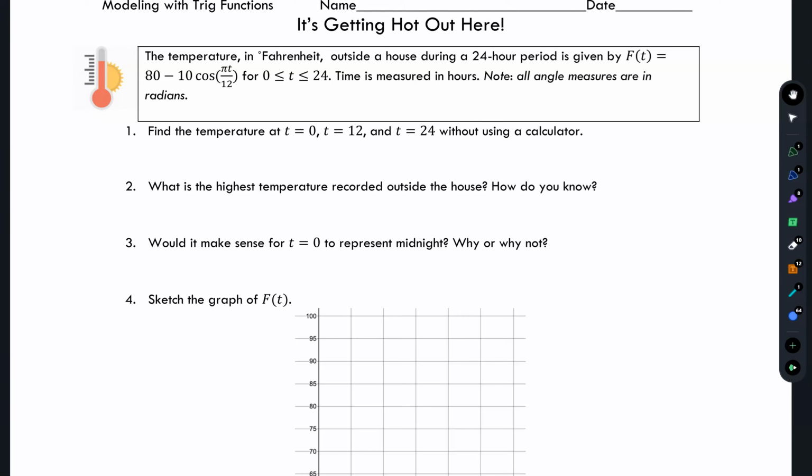Okay, so the temperature in Fahrenheit outside a house during a 24-hour period is given by the function f of t is equal to 80 minus 10 cosine of pi times t over 12. Okay, and so that's for 0 to 24 for time. Time is measured in hours, so note all angle measures are in radians. Okay, so find the temperature at t equals 0.